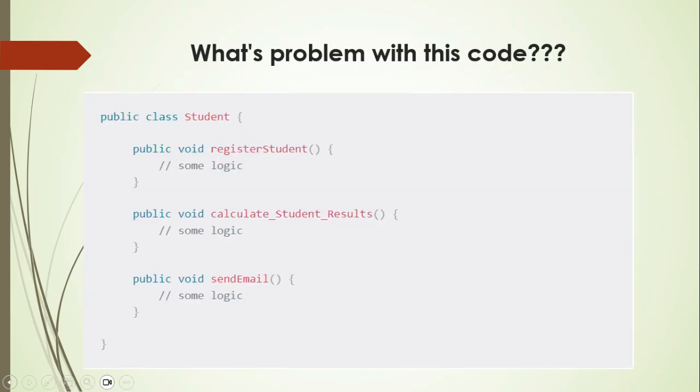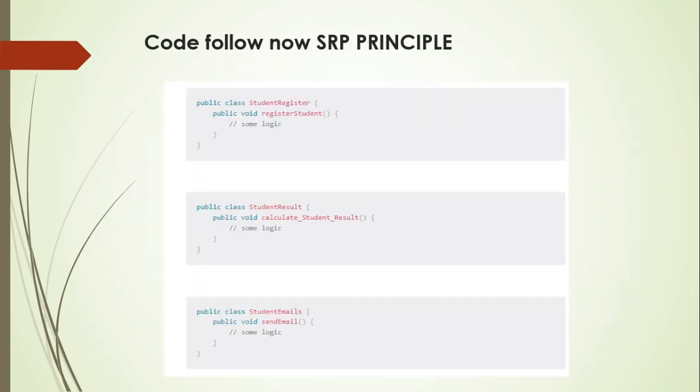Now let's see some examples with and without SRP. You can see here we have a student class that is responsible for three different things: student registration, calculation of student results, and sending email. So this means this class is not following the SRP because it has many responsibilities. In this case, this student class has three different responsibilities.